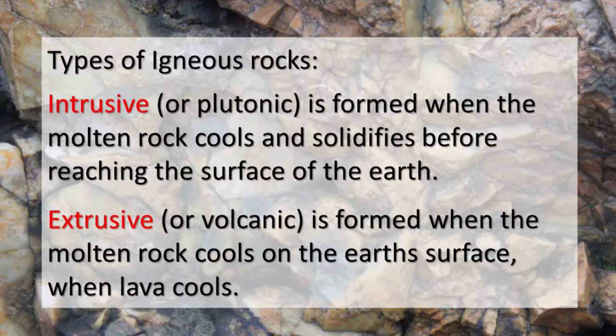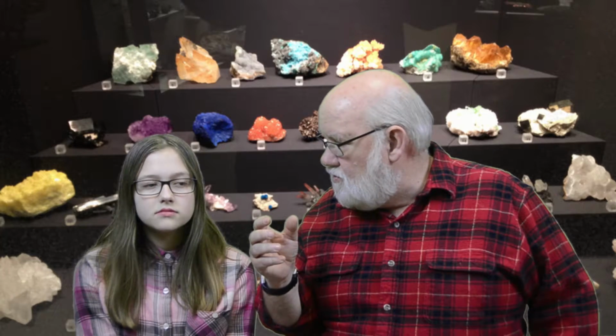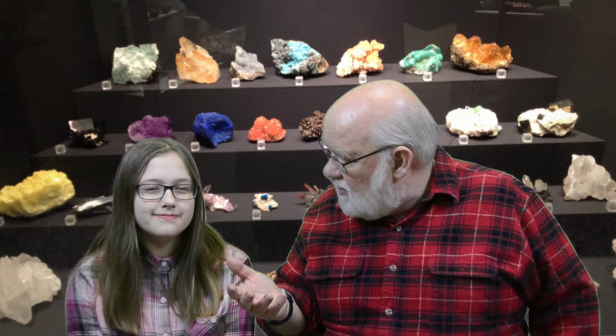if it solidifies before it gets all the way to the surface, I've got to make sure I get this right, I've got some notes here, it's called an intrusive igneous rock. That means that it cooled before it got to the surface. If it comes to the surface and then cools, it's called an extrusive igneous rock. A good example of that is lava. You see the lava flowing in a volcano, and that lava is an extrusive igneous rock. When it cools, it becomes hard and becomes an igneous rock.